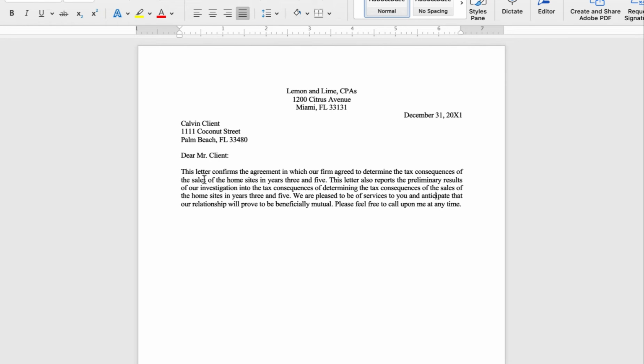So again, just to review, this letter confirms the agreement in which our firm agreed to determine the tax consequences of the sales of the home sites in years 3 and 5. You want to use that language to be consistent with what you're also going to provide results on. This letter also reports the preliminary results of our investigation into the tax consequences of the sales of the home sites in years 3 and 5. Notice I use preliminary results, and the reason why is because if this is the first client letter we're writing about this project, if something does change or more information comes out, then of course it's not the final results. We are pleased to be of service.